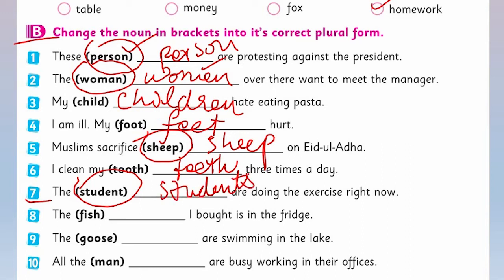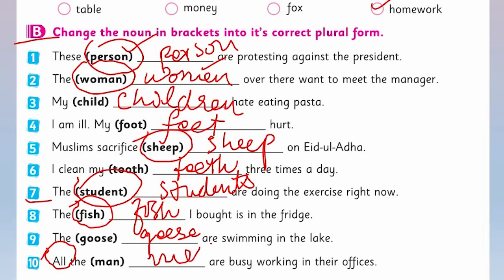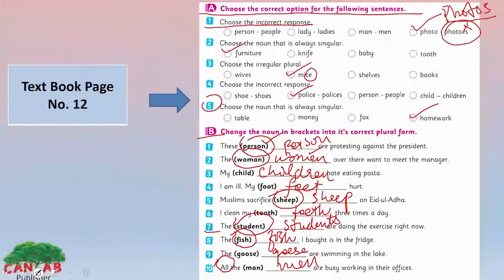Look at the eighth one. The fish I bought is in the fridge. Fish is an irregular noun, so we will not change it. Look at the ninth one. The goose are swimming in the lake. The plural form of goose will be geese. Look at the 10th one. All the men are busy working in their offices. This is referring to a plural form, so we will change it by adding E instead of A here.